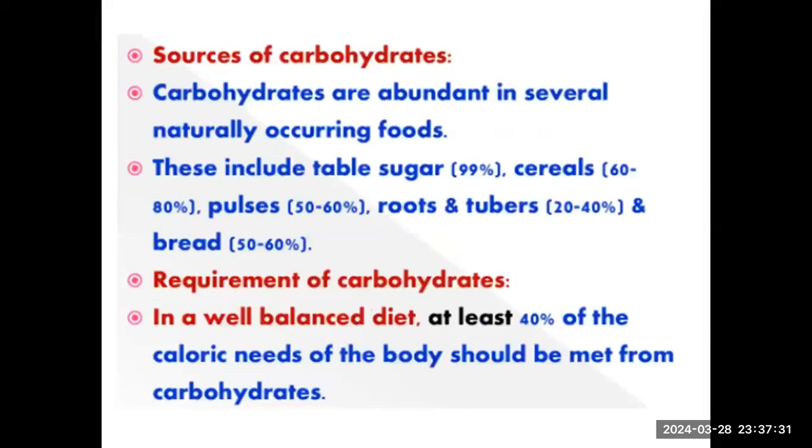Sources of carbohydrate. Carbohydrates are abundant in several naturally occurring foods. For example, table sugar is 99% carbohydrate, cereals 60 to 80%, pulses 50 to 60%, roots and tubers 20 to 40%, and bread 50 to 60% carbohydrates. Requirement of carbohydrates. In a well-balanced diet, at least 40% of the caloric need of the body is met from carbohydrate.